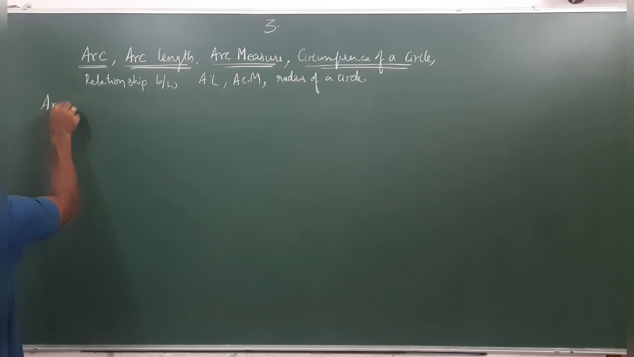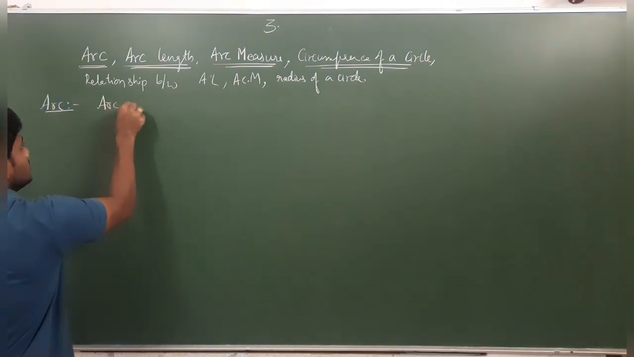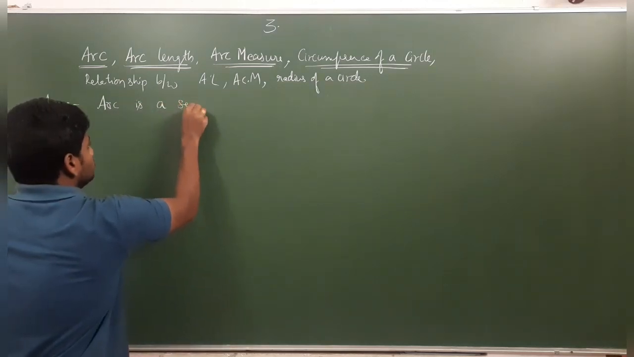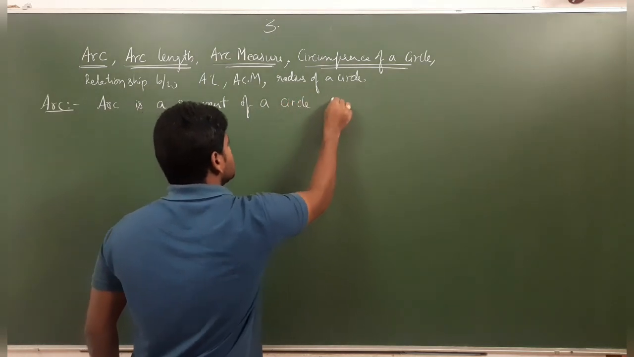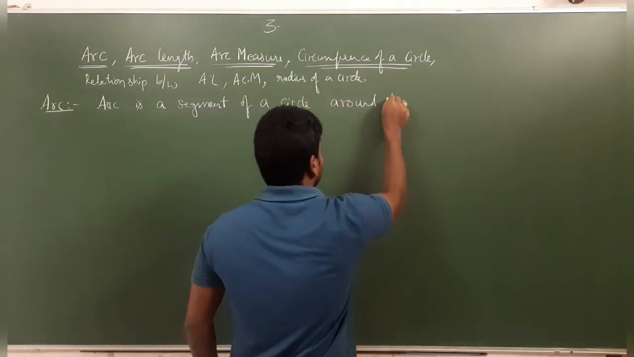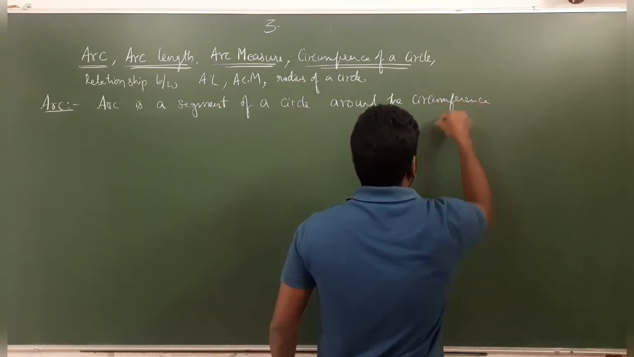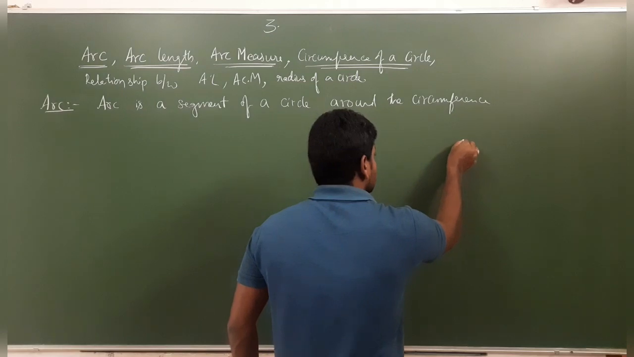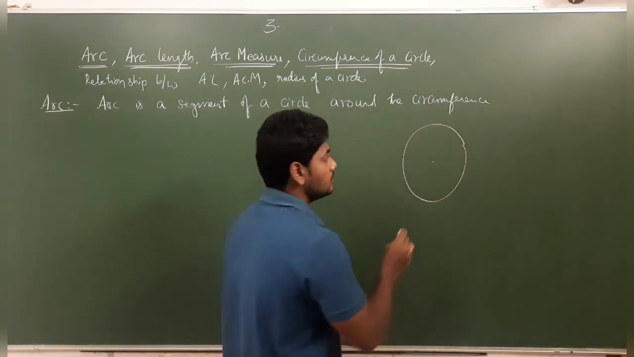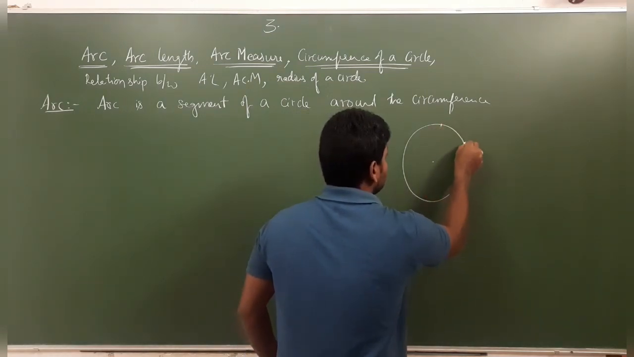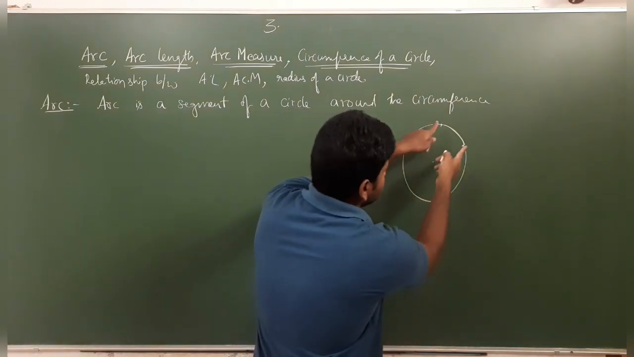First of all, an arc is a segment of a circle around the circumference. For example, if it is a circle, the part from here to here is also one arc. Nothing but this is a segment of a circle.